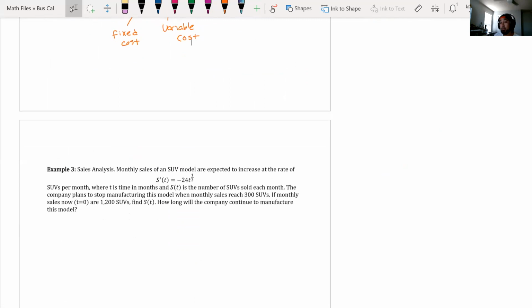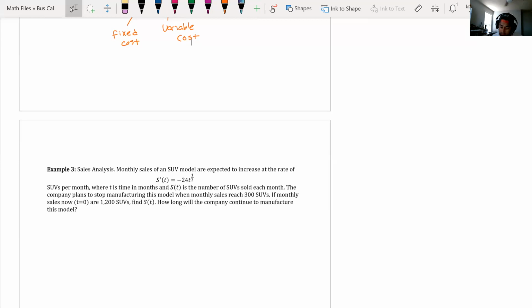So 3. Monthly sales of an SUV model are expected to increase at the rate of S prime of t equals negative 24 t to the 1/3 SUVs per month, where t is the time in months and S of t is the number of SUVs sold each month. The company plans to stop manufacturing this model when monthly sales reach 300 SUVs. If monthly sales now at 0 months are 1,200 SUVs, find S of t. How long will the company continue to manufacture this model?